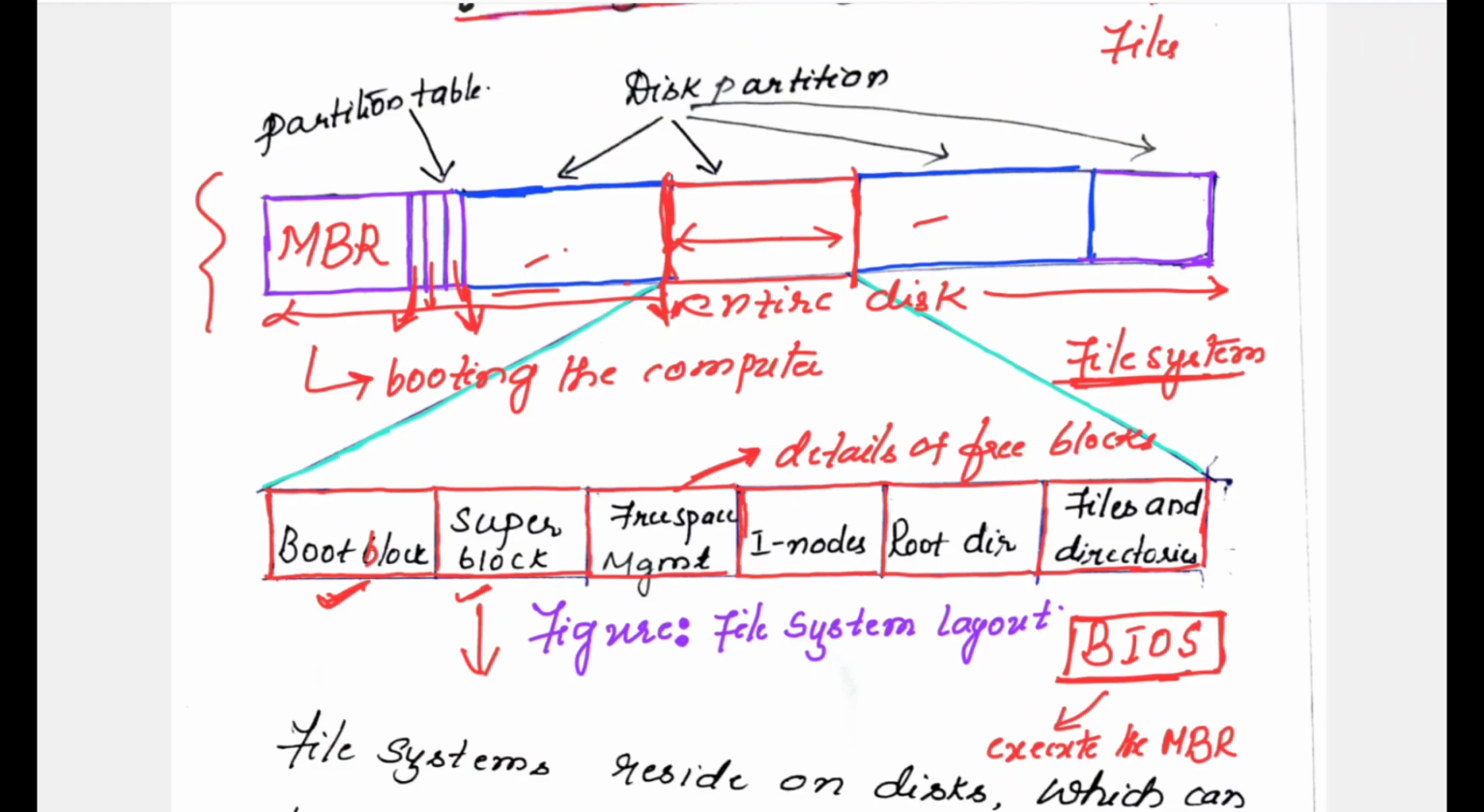Then we have inodes. As I said previously, in my previous video I gave you the complete details about the inode. What is an inode? It is an array of data structures associated with each file. Next is the root directory. Definitely the root directory is the one which is on the topmost level in the hierarchy.